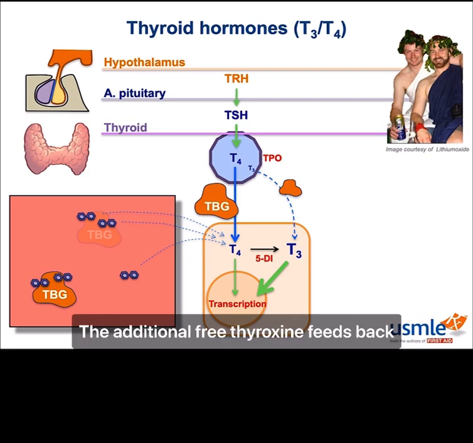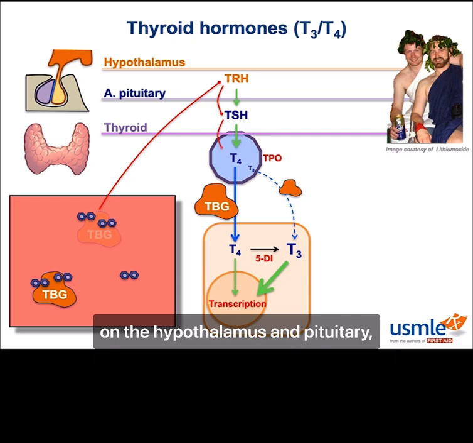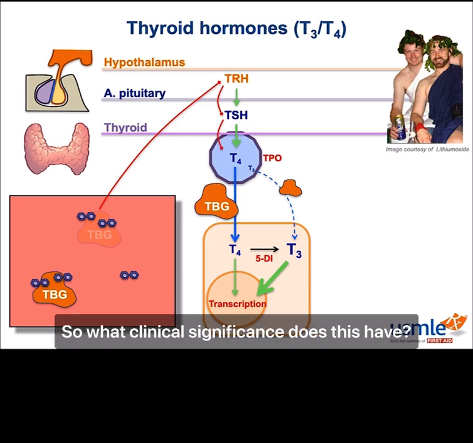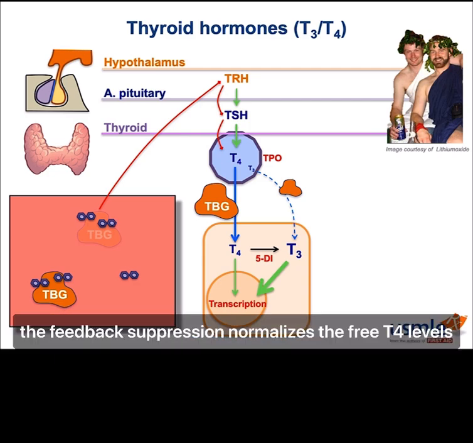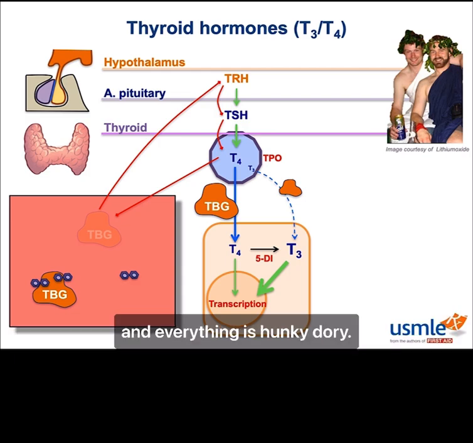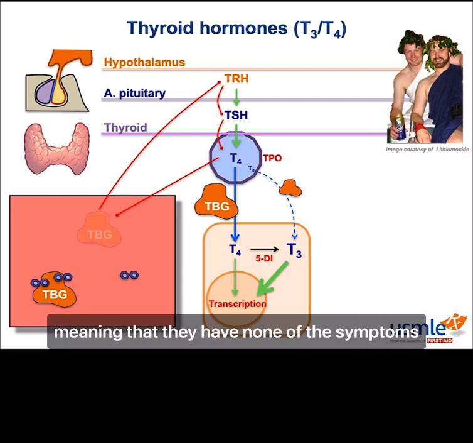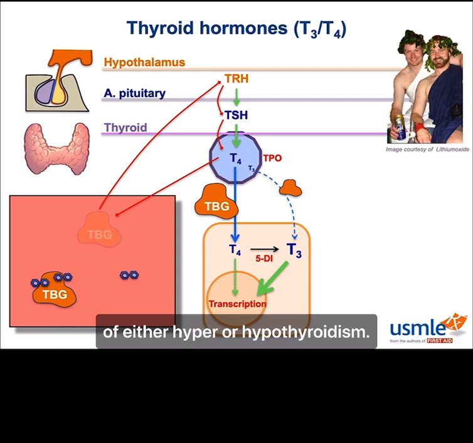The additional free thyroxine feeds back on the hypothalamus and pituitary, suppressing the TRH and TSH. So what clinical significance does this have? Well, none really. The feedback suppression normalizes the free T4 levels and everything is hunky-dory. The patients are clinically euthyroid, meaning that they have none of the symptoms of either hyper or hypothyroidism.